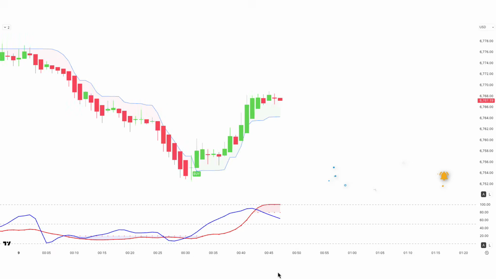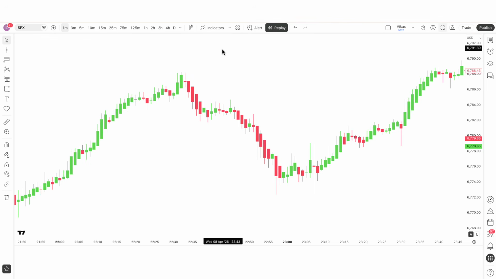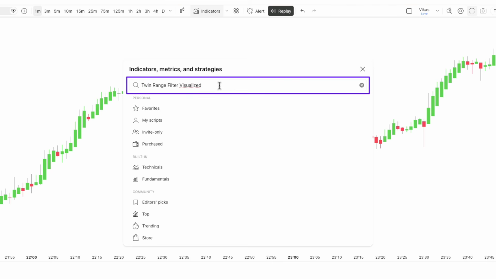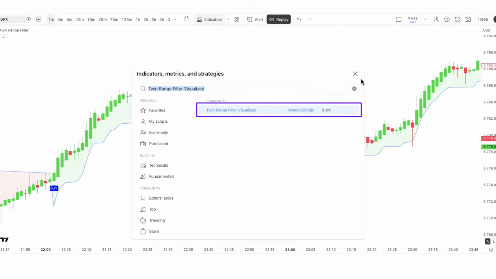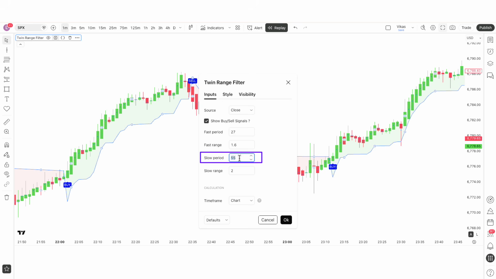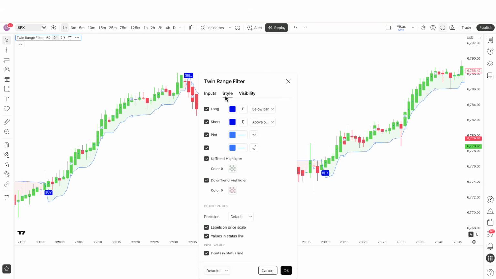Let's start the video. We open the SPX 1-minute chart, and don't sweat the time frame either. Next, you'll want to find those magic indicators. Head over to the Indicators tab and search for the Twin Range Filter. Select the indicator made by Kivanc Ozbilgic and add it to the chart. Now change the indicator settings for perfect signals. First, change the slow period from 55 to 26, and then change the fast period from 27 to 8. The long and short colors are fine as they are.